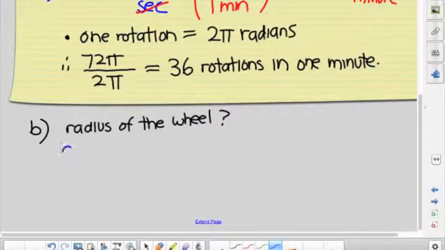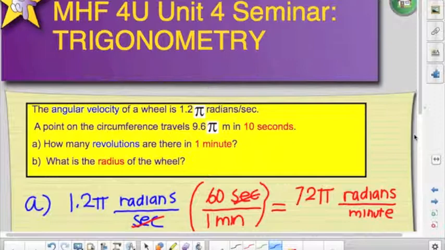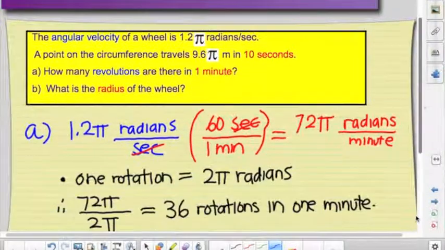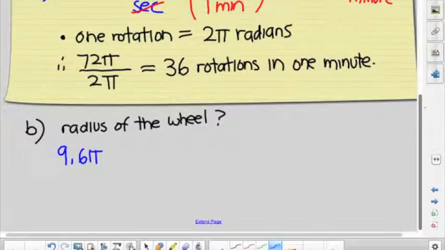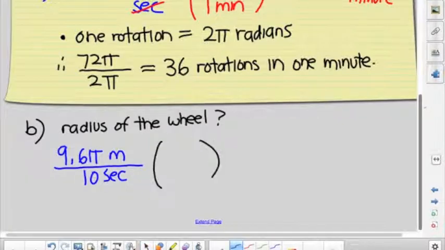Okay, so we know that 9.6 pi, if we look at the very top again, a point on the circumference travels 9.6 pi meters in 10 seconds. So we're going to use that information. 9.6 pi meters in 10 seconds. What do we have to multiply 10 seconds by in order to get 1 minute? To get 1 minute, there are 60 seconds, right?